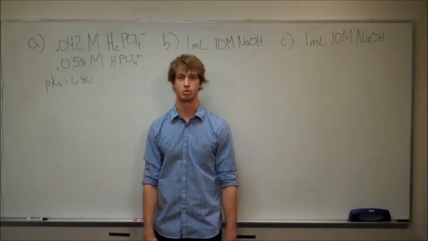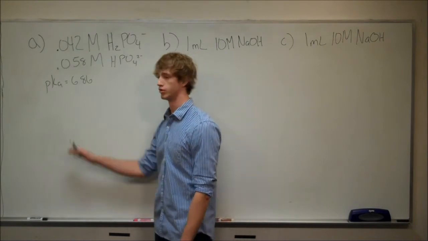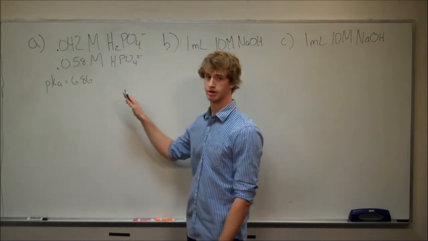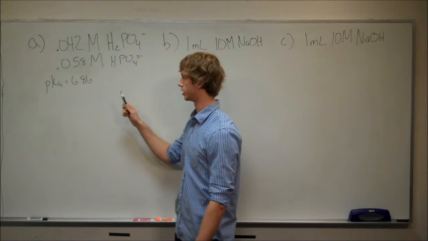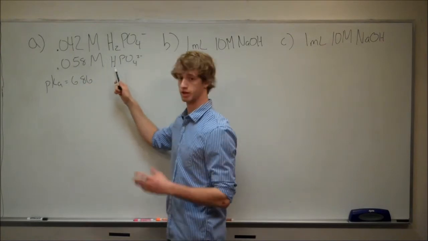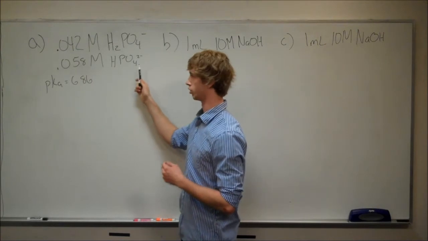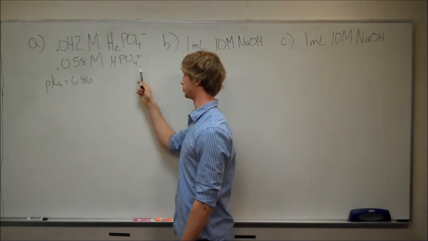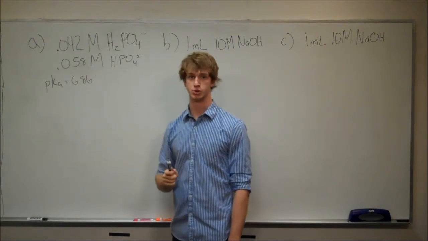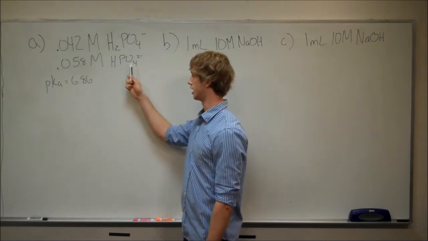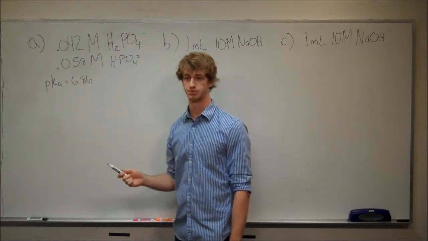Hey guys, this is sample problem 2.6. So for part A, we need to start out by identifying our inventory, and we see that we have a solution that's a mixture of 0.042 molar H2PO4 minus and 0.058 molar HPO4 2 minus. The first thing to do is recognize that this is a conjugate acid-base pair, so we have a buffer problem.